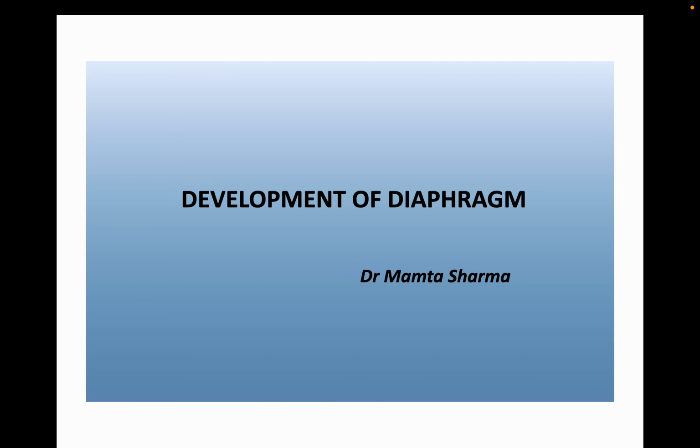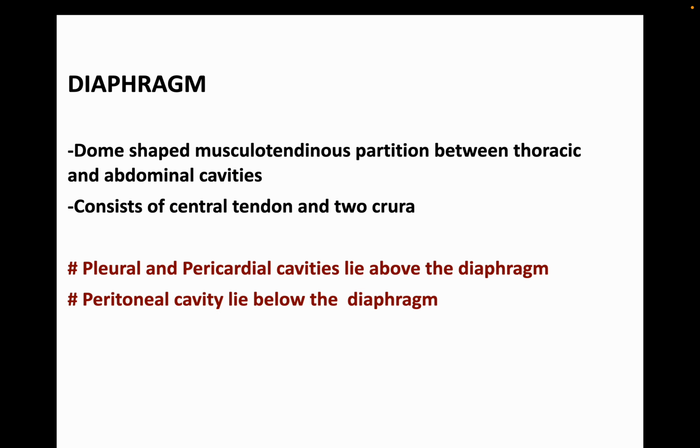We will discuss the development of the diaphragm. Diaphragm is a dome-shaped musculotendinous partition present between thoracic and abdominal cavities. It consists of central tendon and two crura. Now, the pleural and pericardial cavities lie just above the diaphragm, and peritoneal cavities lie below it.